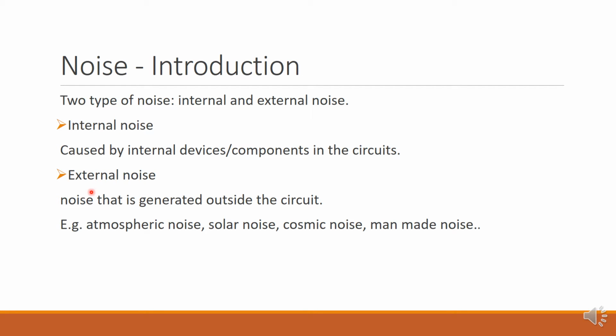External noise is noise generated from sources outside of the electrical circuits. For example, we have atmospheric noise, solar noise, cosmic noise, and man-made noise. Atmospheric noise is caused by lightning discharge in thunderstorms and other natural electrical disturbances occurring in the atmosphere that lead to noise in your measurement systems.